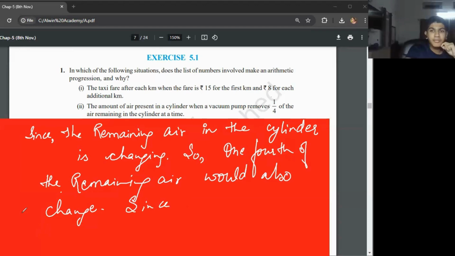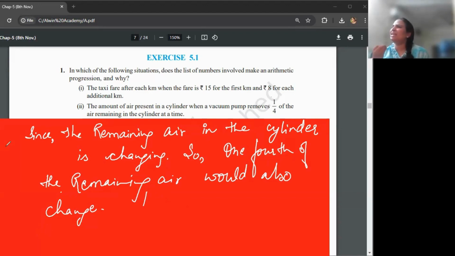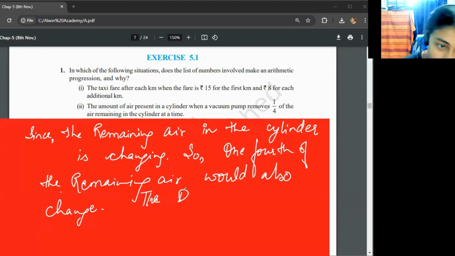therefore it is not an AP. Before that, write one more line that the common difference is not there, or the difference is not common. Oh, okay. In other words, the difference is not common.